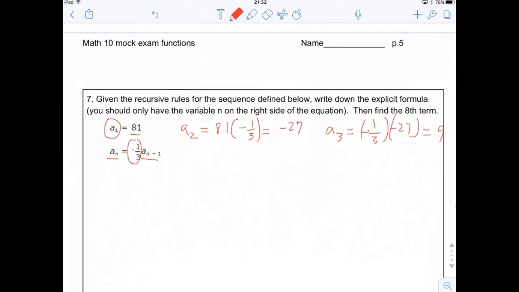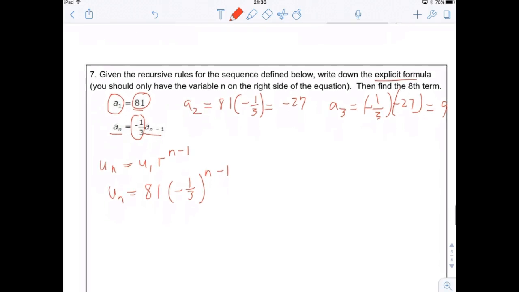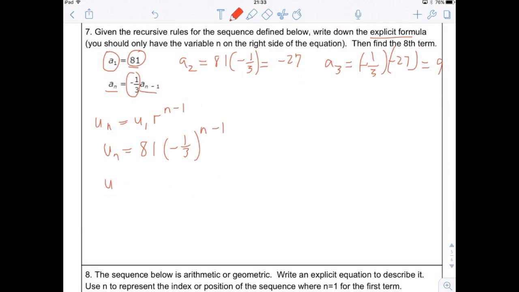By the way, this is a geometric sequence because you are constantly multiplying the previous term by a number in order to get the next term. So the formula is un equals u1 r to the n minus 1. So u1, of course, is 81. They call it a1 here. And then the r value is the multiplier, which is negative 1/3. Make sure you don't forget to put the negative. N minus 1 is just the position minus 1. So this is the formula that we wanted. It's the explicit formula. Now we want to find the eighth term. How do we find the eighth term? Well, n equals 8.